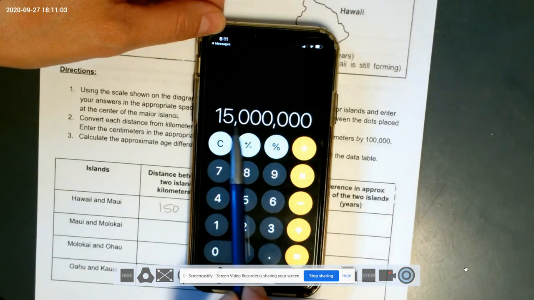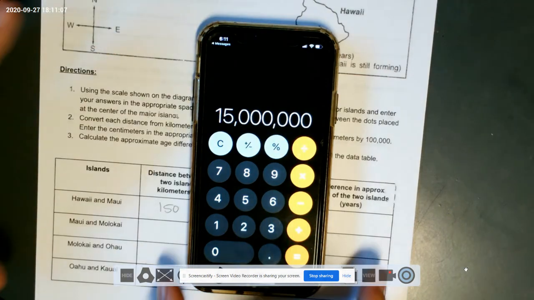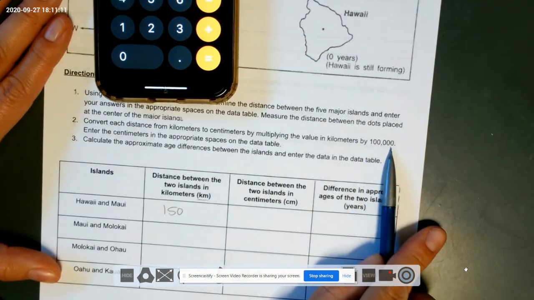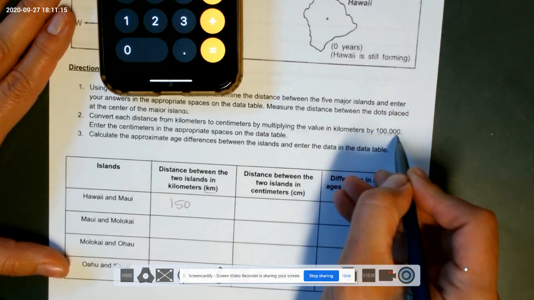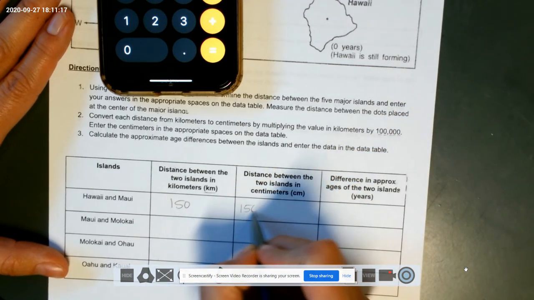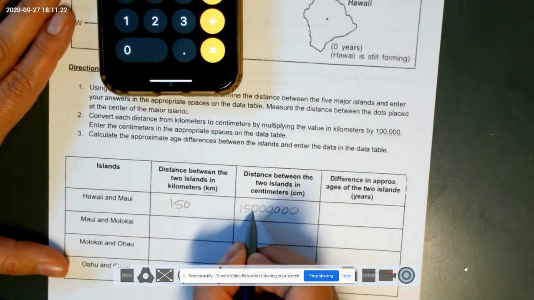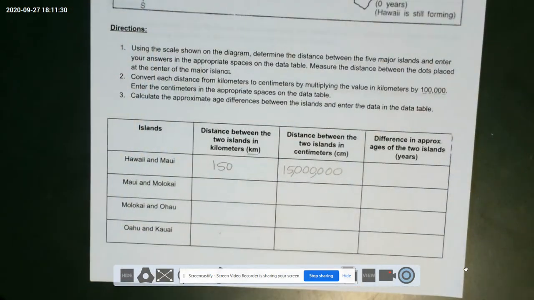You got 150 plus 1, 2, 3, 4, 5 zeros. So really, anytime you multiply by a power of 10, okay, with zeros like this, you just add that many zeros. 1, 2, 3, 4, 5. Okay, 150, 1, 2, 3, 4, 5 zeros. And I am at 15 million centimeters. So the distance between the two islands is 15 million centimeters.